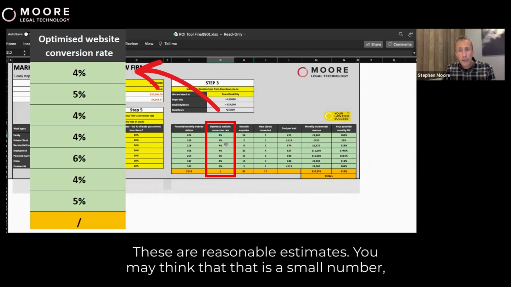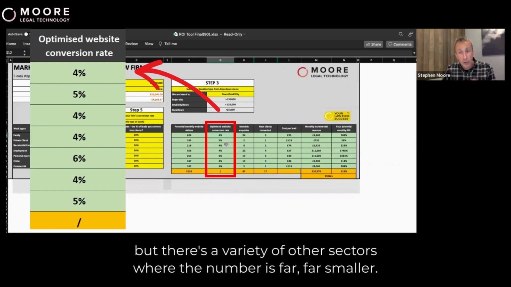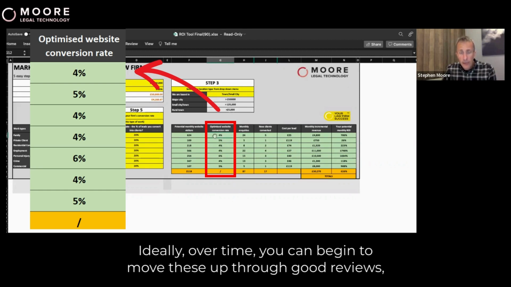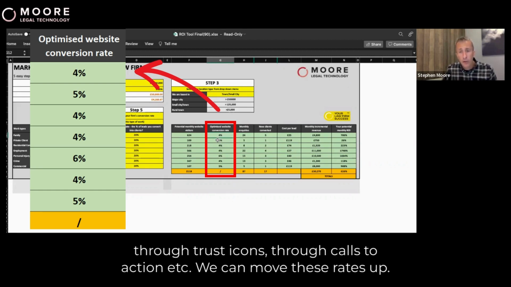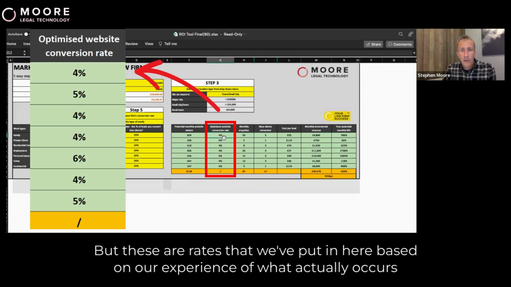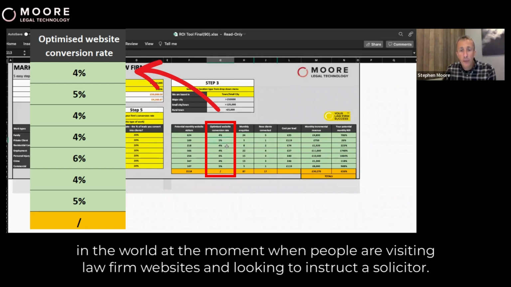These are reasonable estimates. You may think that that is a small number, but there's a variety of other sectors where the number is far, far smaller. Ideally, if over time, you can begin to move these up through good reviews, through trust icons, through calls to action, etc. We can move these rates up, but these are rates that we've put on there based on our experience of what actually occurs in the world at the moment when people are visiting websites and looking to law firm websites and looking to instruct a solicitor.